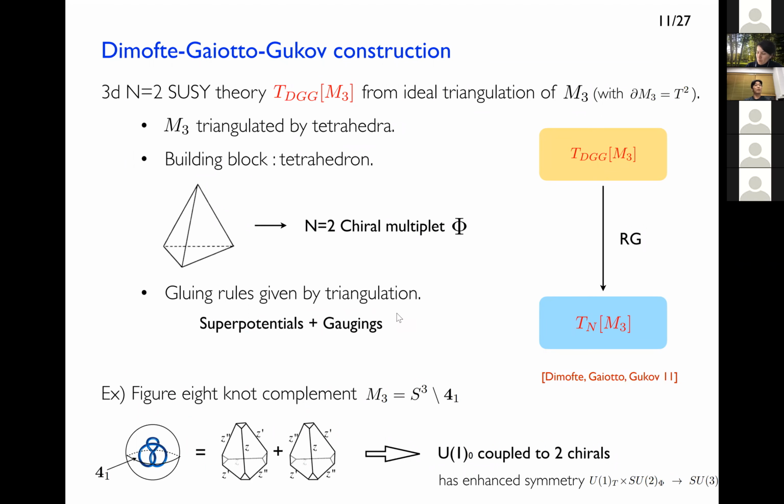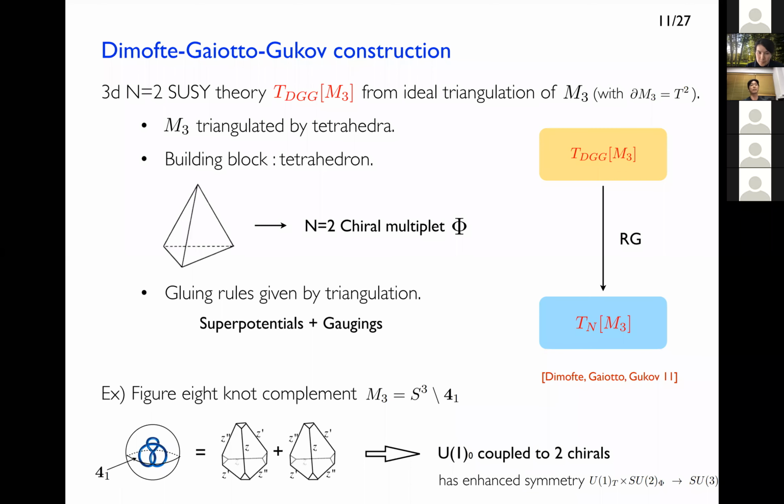There is a systematic algorithm to construct an effective theory flowing to the T[M3] theory at low energy. This algorithm was proposed by Dimofte-Gaiotto-Gukov in 2011. We call this algorithm the DGG construction. So let me briefly review this construction. The effective 3D N=2 theory, or T_DGG, can be constructed in the following way.